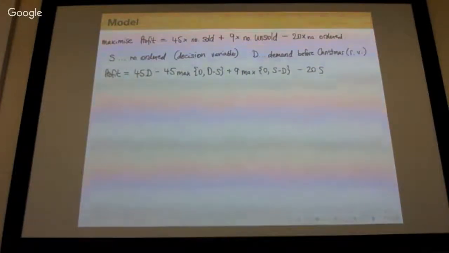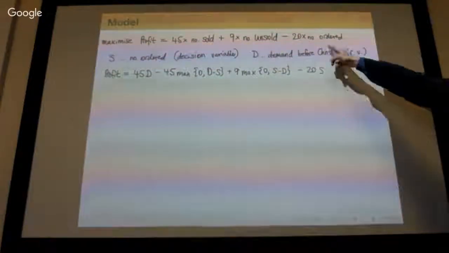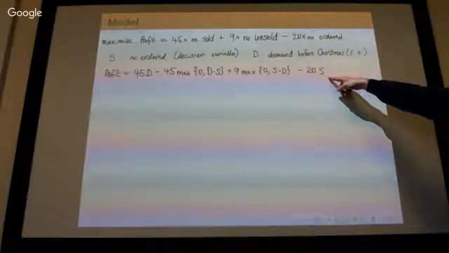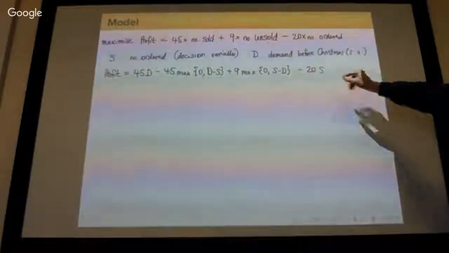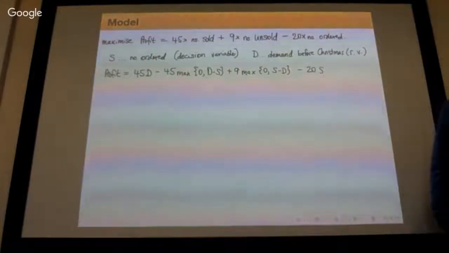Okay. Which bit of it makes sense? 20x does make sense, doesn't it? Because that's the number ordered times 20, so that's this bit, so that's okay. How about this? Makes sense to see that in finance. Pardon?